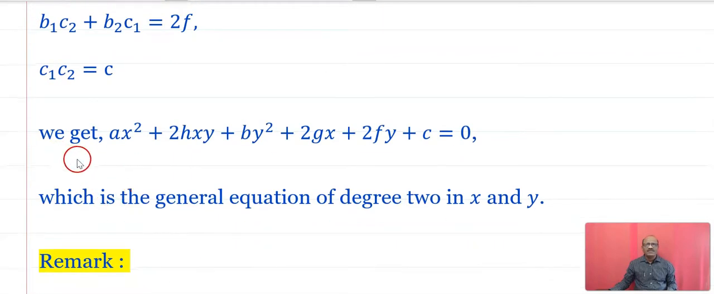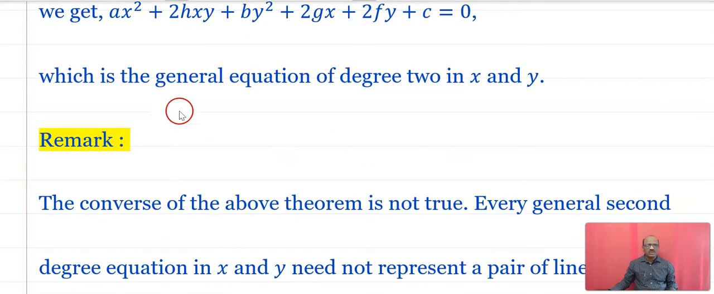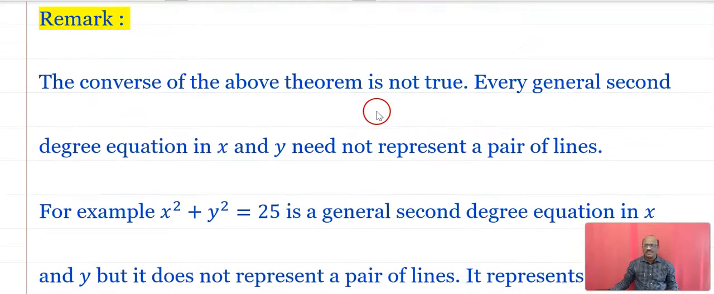And therefore we get the equation ax square plus 2hxy plus by square plus 2gx plus 2fy plus c is equal to 0, which is the general equation of second degree in x and y. Now the remark: the converse of the above theorem is not true. Every general second degree equation in x and y does not represent a pair of lines.